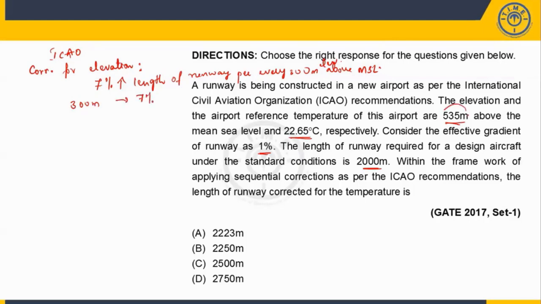But here, what is the elevation above mean sea level? 535 meter. So for 535 meter, we need to increase by how much percent? 7 into 535 by 300. We can substitute directly in percentage here, because here we are getting only percentage. Then we will see what to do later.